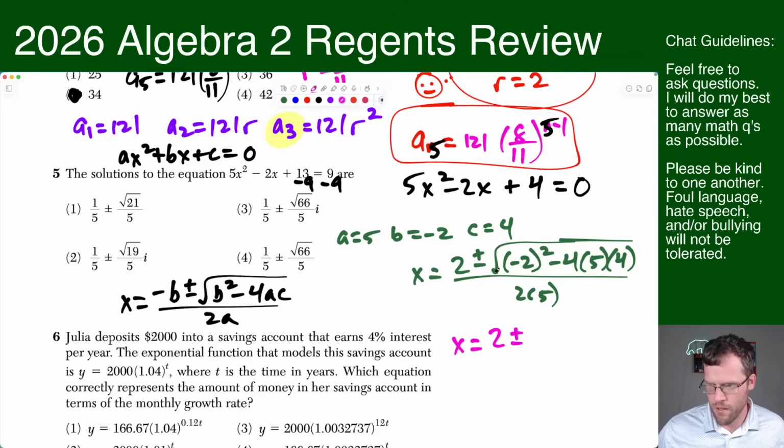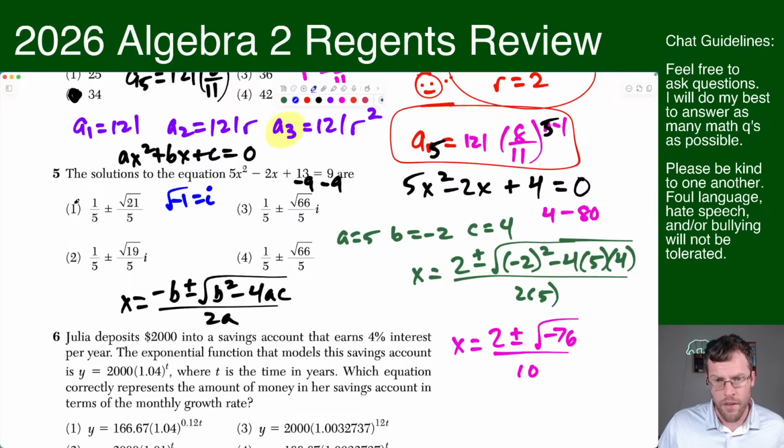So inside the radical, we're going to have 4 minus, and then we could do 20 times 4 is 80. So that's 4 minus 80 is negative 76. So I get this, and this is all over 10. And now from here, I'll do this as a little side quest. Square root of negative 76. Remember, square root of negative 1 is i. So that means our answer is going to come out imaginary. So these two answer choices are gone.